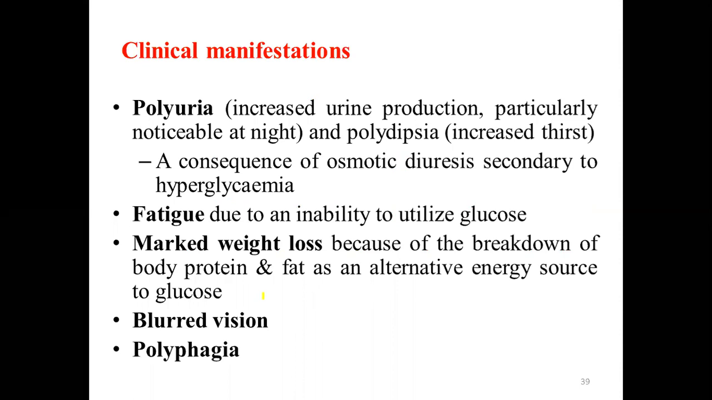So what are the clinical manifestations of DM in general? Polyuria. Why polyuria? This polyuria is because of the osmotic effect of glucose. So there is increased urine production, mostly noticeable at night time.